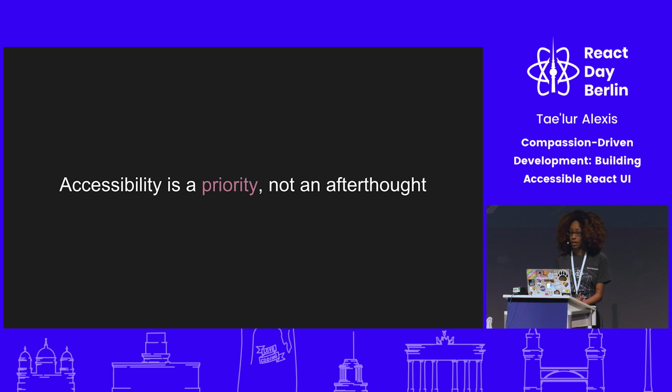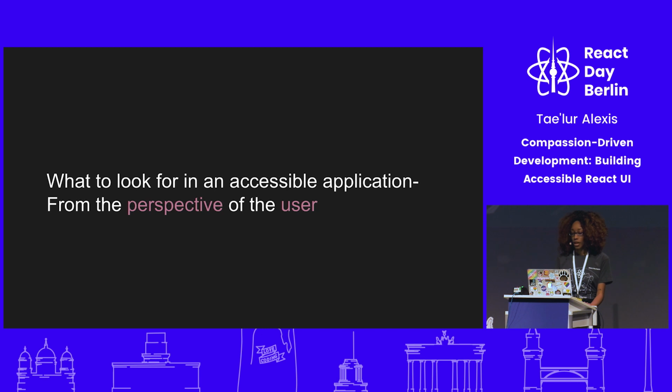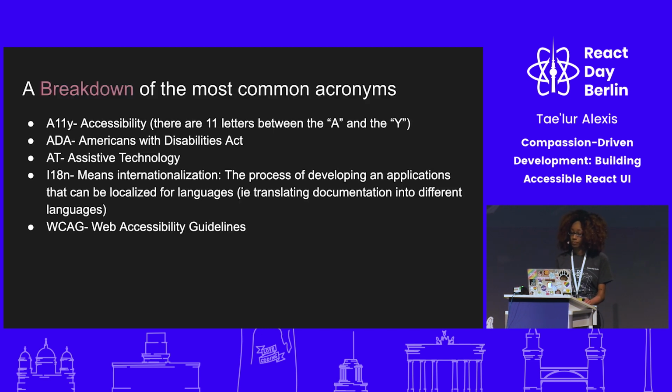And what I mean by that is that often when we developers are developing our applications, we don't always think of the diversity of our users and what issues they may have. And we don't think about how, in the beginning of the development process, we should be thinking about how to prevent errors in the future. So that's why I call it compassion-driven development, which is basically creating inclusive code from the beginning and not afterwards. So, what to look for in an accessible application from the perspective of the user.